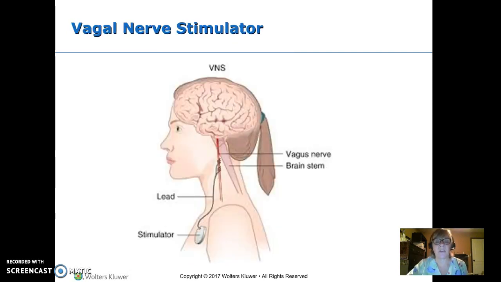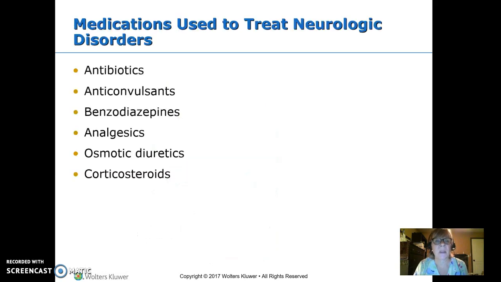And here's just a picture of that vagal nerve stimulator. So this is somebody who we haven't done well with different medications, or everything we've tried isn't working well. So this can stop them as a seizure starts. It stimulates and stops them.